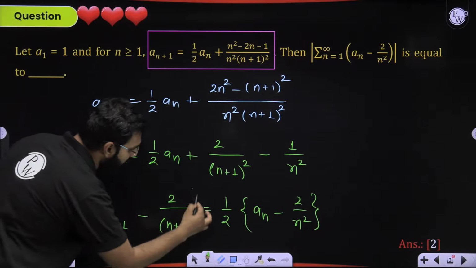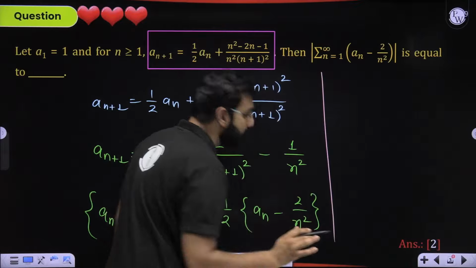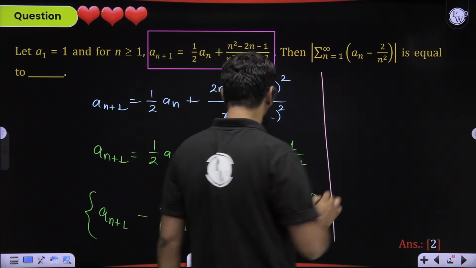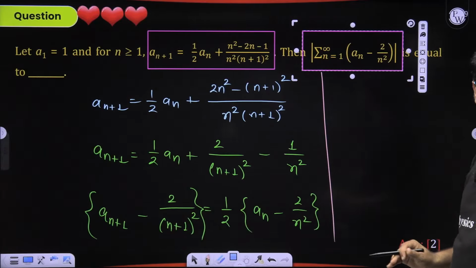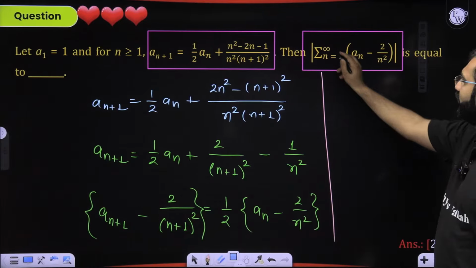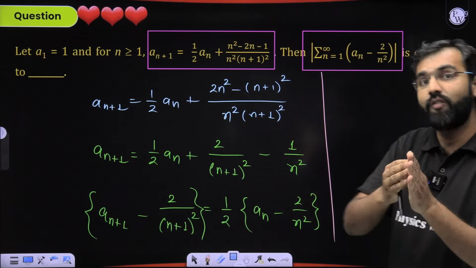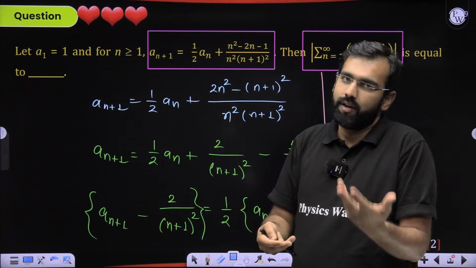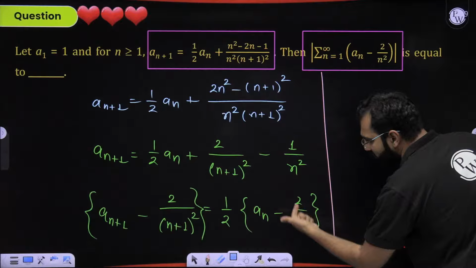Now, why am I saying that this is the deciding step in this particular question? Because pay attention to this. What are we asked? We are asked the summation. Modulus is there. We'll not bother about that. We'll talk about that later. n from 1 to infinity. So it could be an infinite summation, which means infinite GP could be there. Whenever n 1 to infinity is there, it could be infinite GP kind of a scenario. So an minus 2 by n square, an minus 2 by n square.